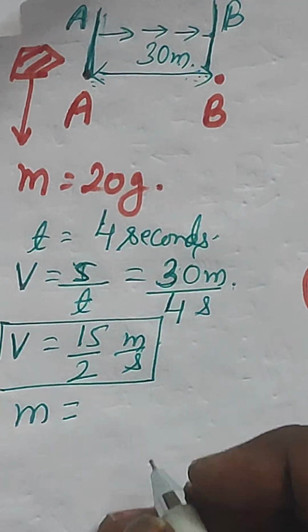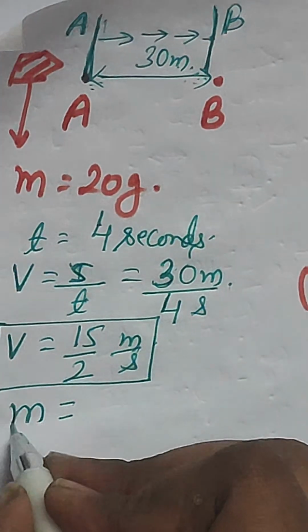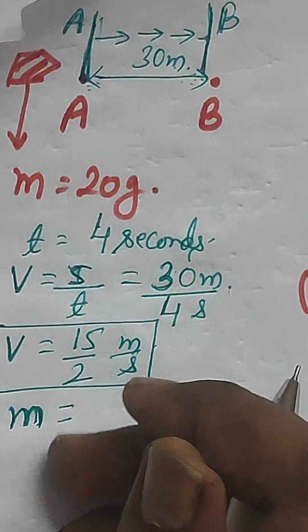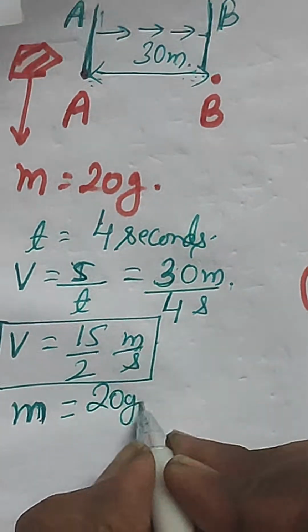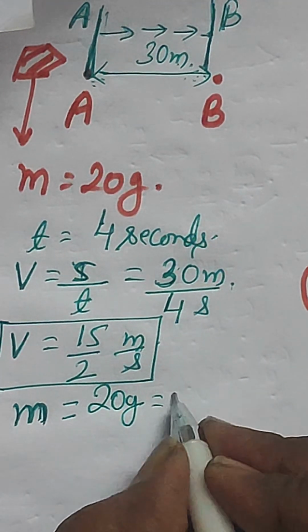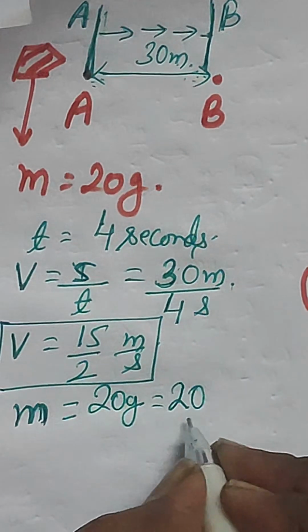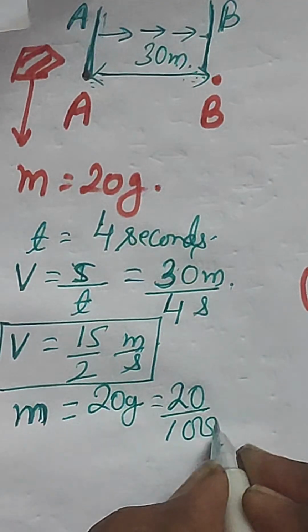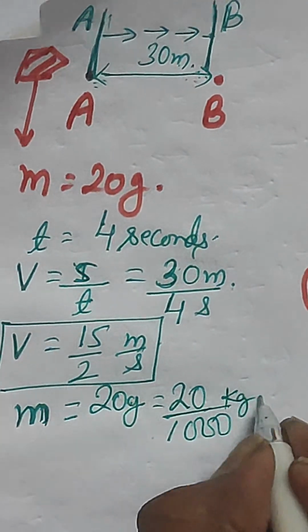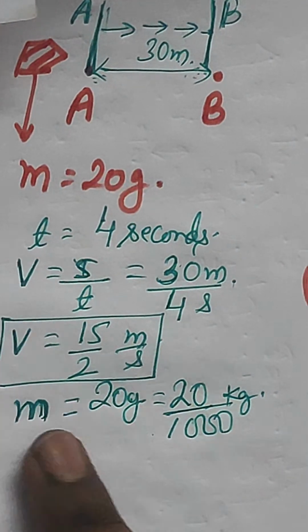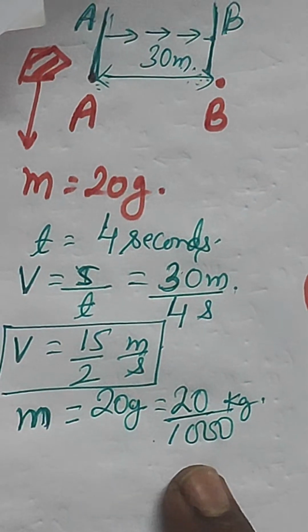So yes, this is an easy question, perfectly caught. But we need to understand the concept underlying, right? And the mass is given to you. I'm quickly solving it. Okay, 20 gram. So tell me what is the weight in kg? 20 by 1000, right? Because gram has to be converted into kilogram. Now this is the mass given to you.